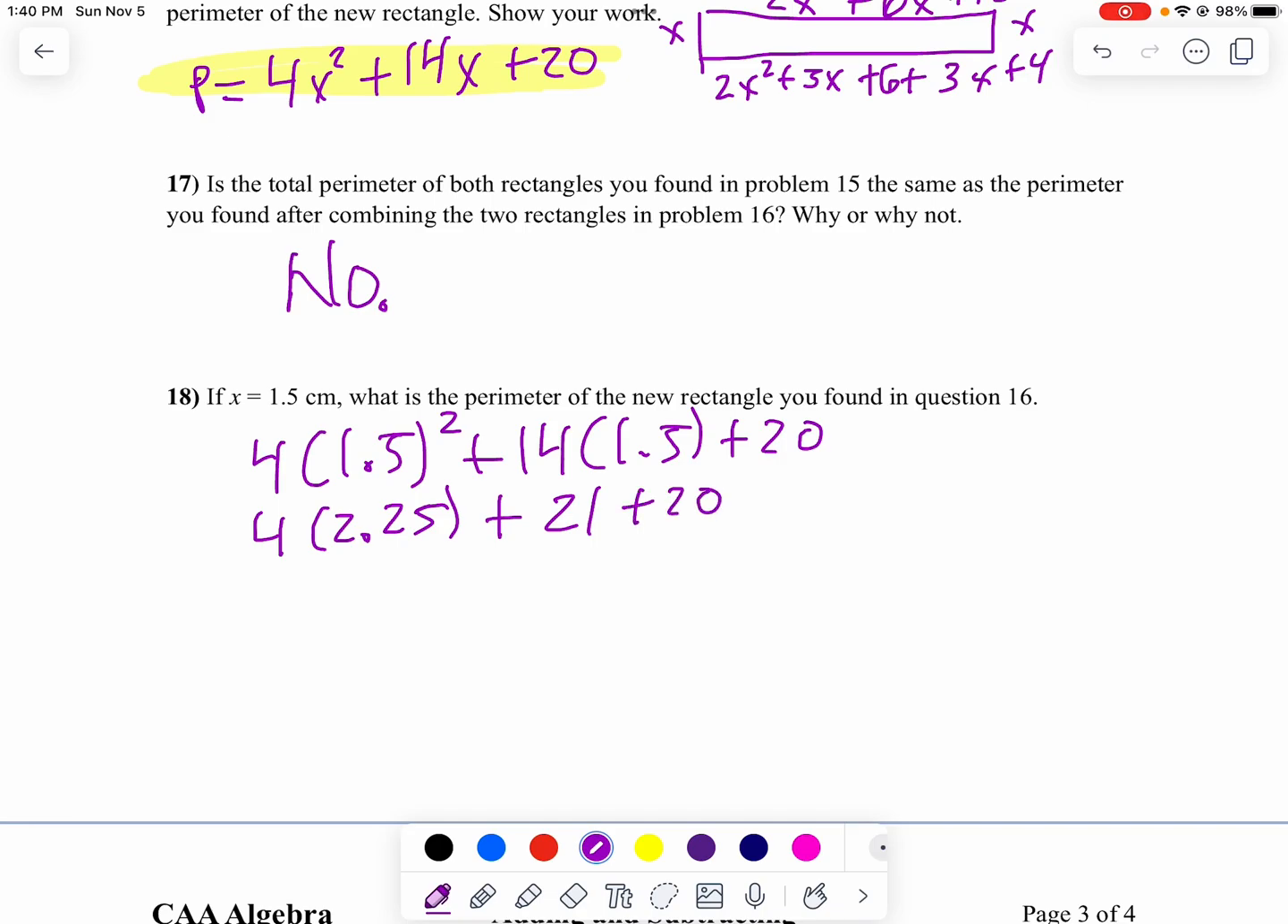Now if I take 4 times 2, that's 8. A quarter of 4 is 1, so I'm going to get 9. So 9 plus 21 plus 20, or 30 plus 20, that'll be 50. Now, unlike the other ones, we said x is 1.5 centimeters, so I'm going to put centimeters in my problem right here.